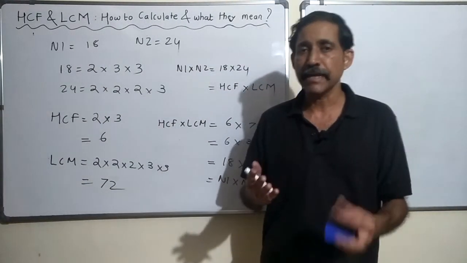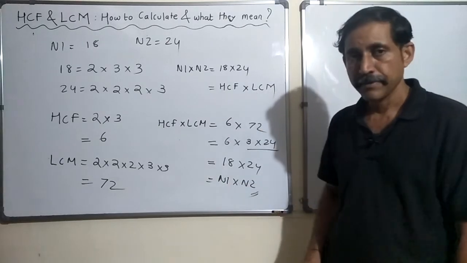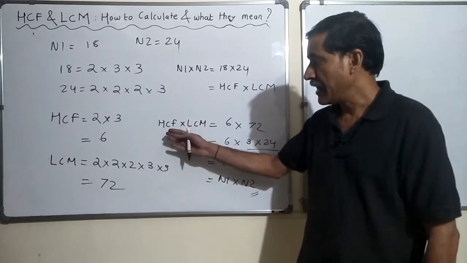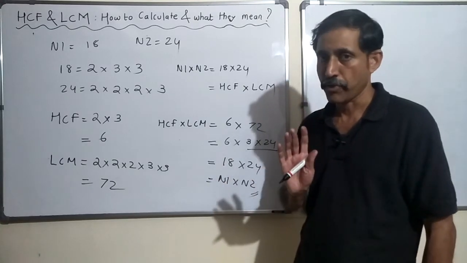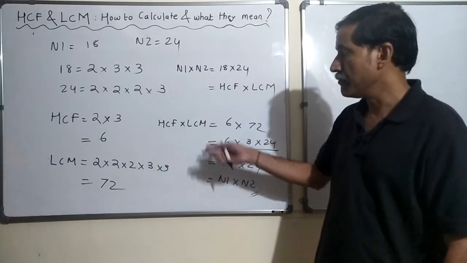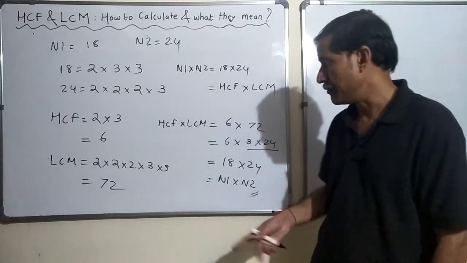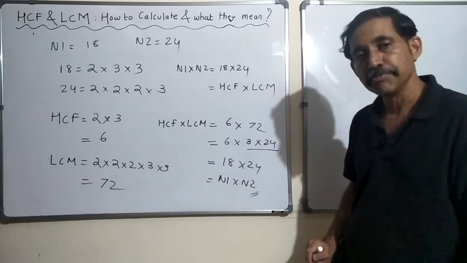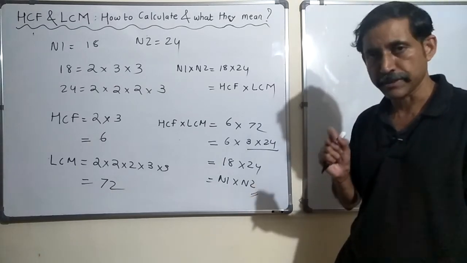Many a times in the exam they tell you that there is one number, 18, and there is another number which we do not know. The HCF of these two numbers is 6 and the LCM is 72. Find the other number. So using this formula you should be able to find the second number. I hope you got this.